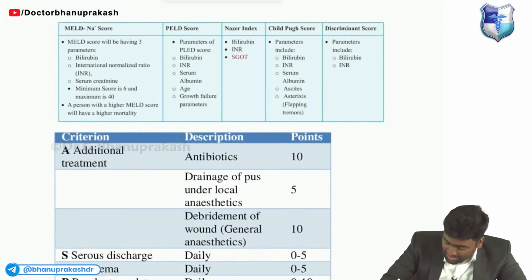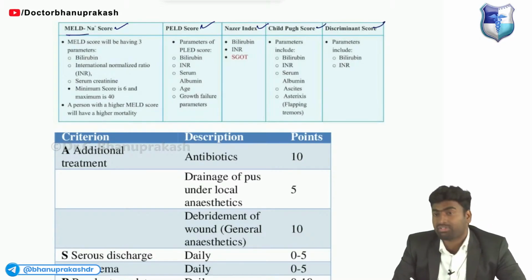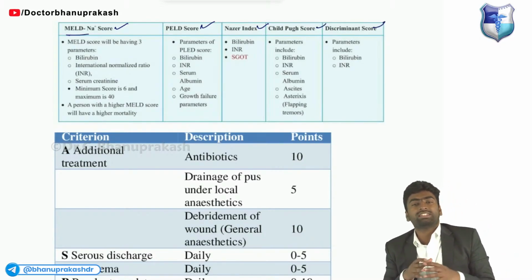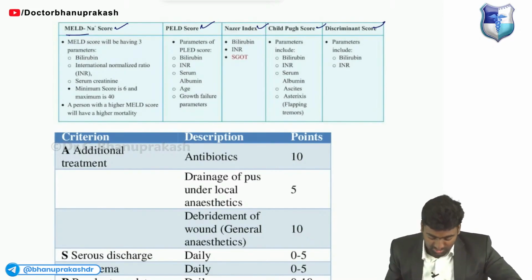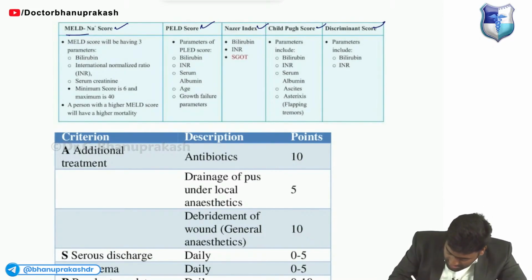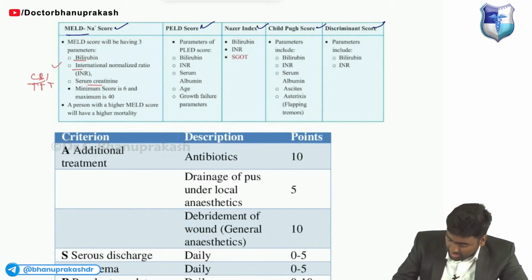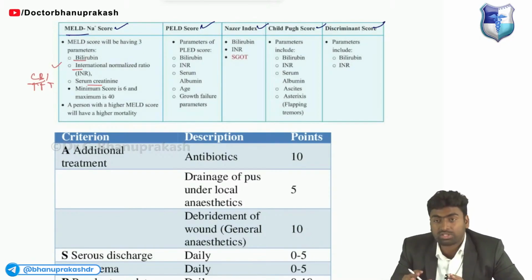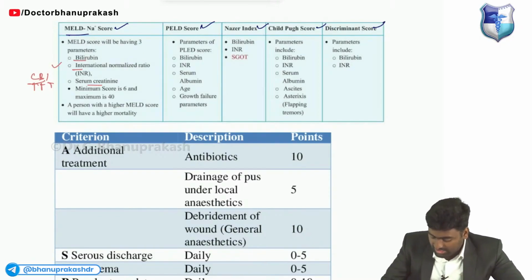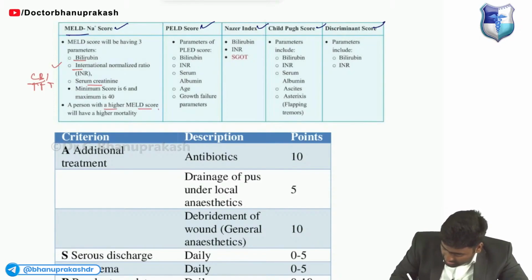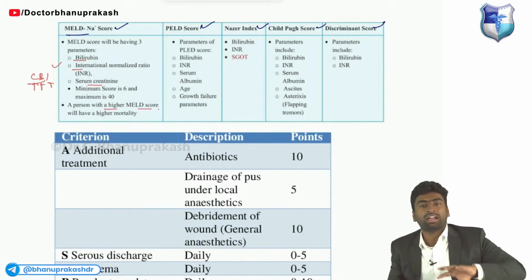For example, the MELD score. You just need to remember where we'll use it and what the components are. The MELD score is the Model for End-stage Liver Disease. In a case of liver transplantation, we'll use this MELD score. The components are bilirubin, INR and serum creatinine. Along with this, we can use sodium as well. So remember, it is used for assessing mortality. Those having a higher MELD score will have higher mortality chances.